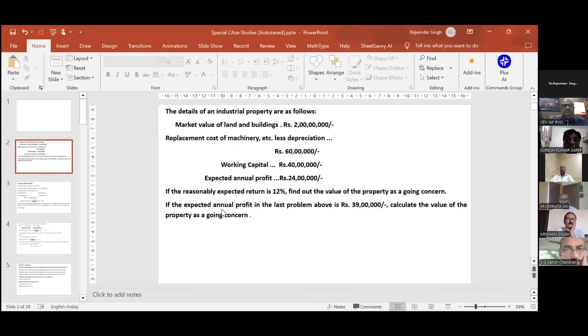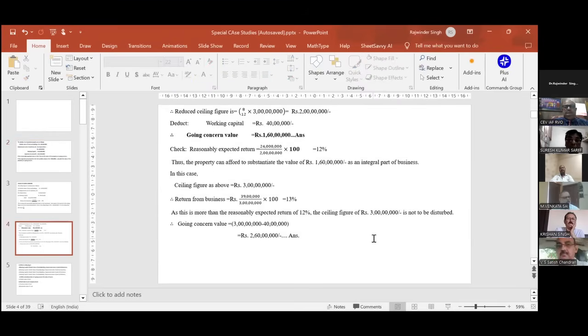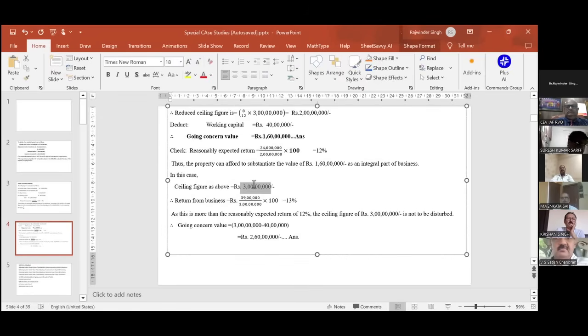Now see, in the second part, he is asked if the expected annual profit in the last problem, instead of 24 lakh, is 39 lakh, calculate the value as a going concern. Now see what will happen in this case. Ceiling figure will remain 3 crore. Expected profit is 39 lakh. Return from the business, 39 lakh divided by 3 crore, is 30%.